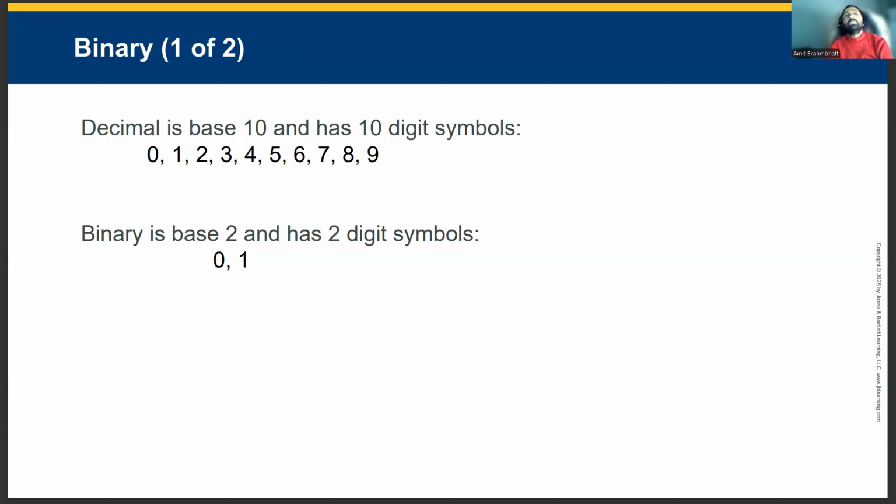The decimal is base 10 and has 10 digit symbols, 0 to 9, and binary has base 2 and 2 digit symbols, 0 and 1. The simplicity is ideally suited for computers because electronic components can reliably distinguish between the two states, such as low voltage and high voltage.